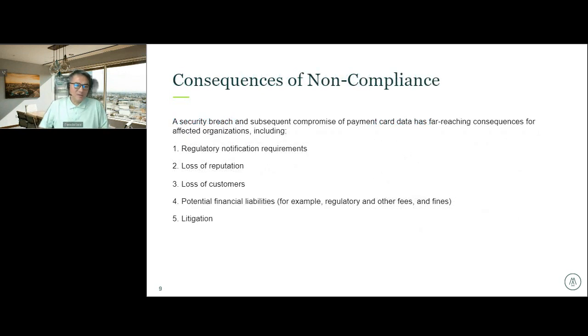So very quickly, let's talk about some of the obvious. You've probably heard of all this in the news today and in the past. What happens if there's a breach? Very obvious: regulatory notification requirements. You have to notify a lot of people due to different laws and regulations, whether they're federal or state laws. Loss of reputation, loss of customers, and potential financial liabilities. The next slide or two will cover some of the information about the penalties, so to speak, that we have heard of in the past.